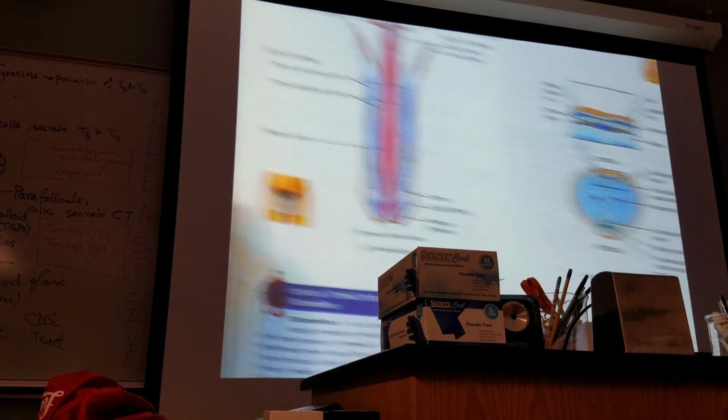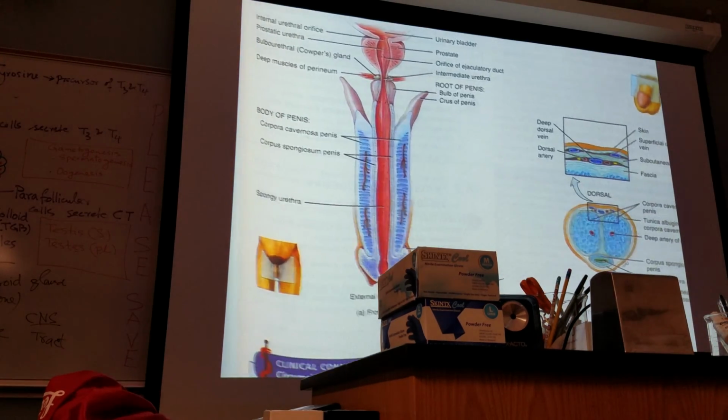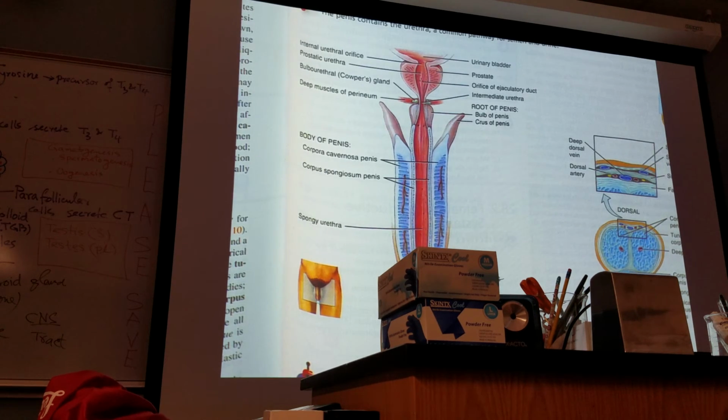Here we go again. Look at the prostate gland. This is the urinary bladder. This is the internal urethral orifice, or the opening. This is the prostatic urethra. Urogenital diaphragm or deep muscles of perineum, root of penis, bulb of penis and crus of penis.